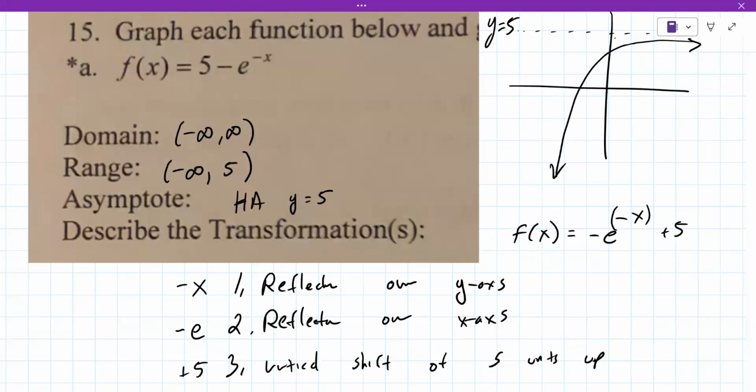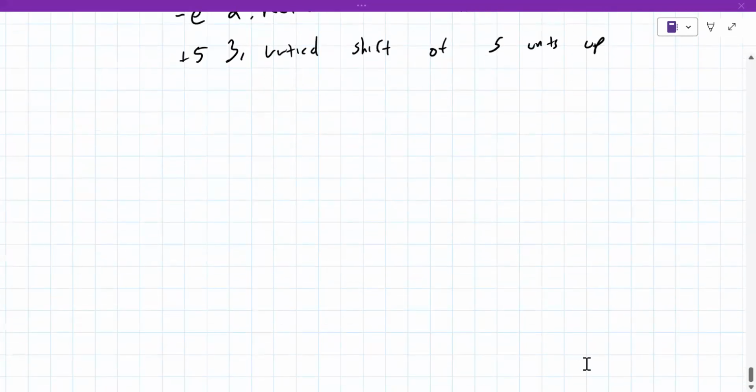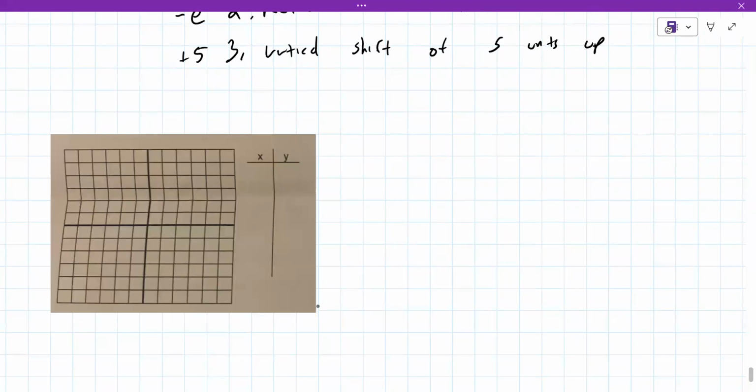So that leads us to being able to graph this thing. I mean, you kind of already have a graph here. There's a few key points that are worth graphing, if you can. One of them is 0. That's kind of the big one. So when x is 0, you have 5 minus e to the minus 0 power. Anything to the 0 power is 1. This ends up being 4.